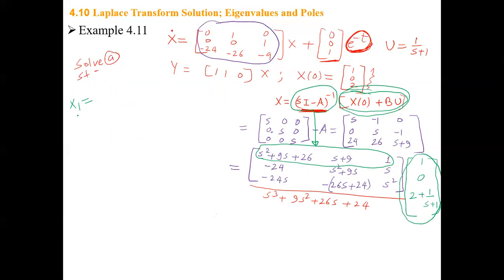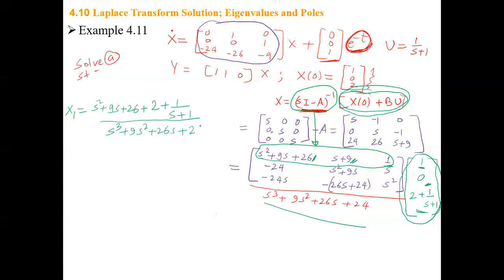Guys, I need your help, okay, please. X1 equals S squared plus 9S plus 26. This guy multiply with 1, right? Then this guy multiply with 0, which is 0. I don't have to write it. So this guy multiply with this guy. What do you have here? Plus 2 plus 1 over S plus 1 divided by this thing here. S cubed plus 9S squared plus 26S plus 24. Okay, so far so good.